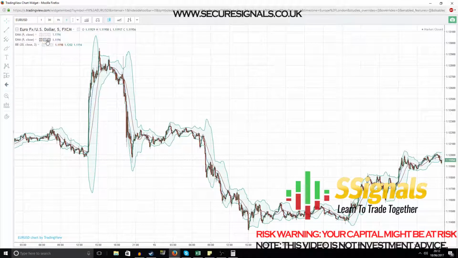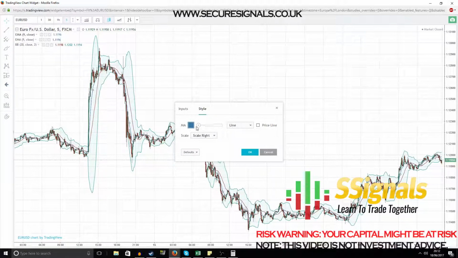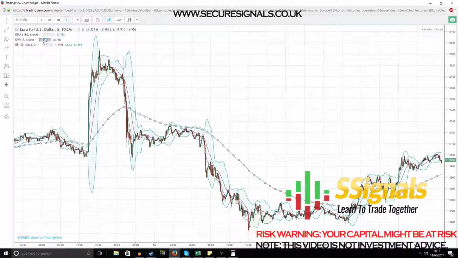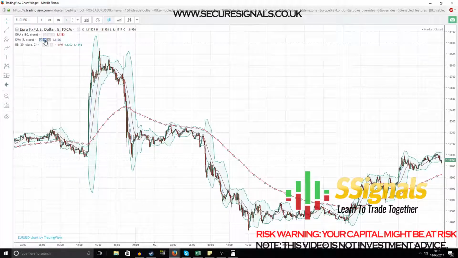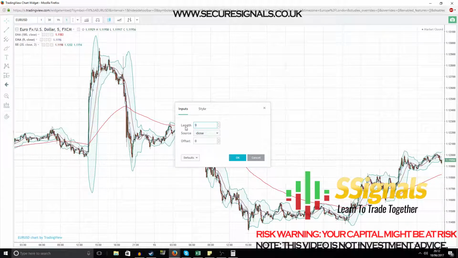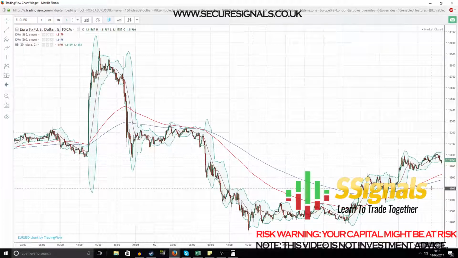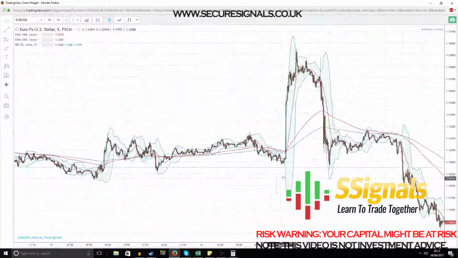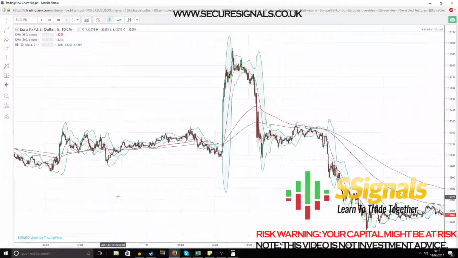So if I quickly go over on the EMAs, you need to go on inputs and set them to 180. I'm going to keep that one blue. Oh, actually, let's make this one red. And then EMA 360, I'm going to make this one blue. So as you can see, there's 2 lines here. These are the EMAs. So this is the 180, this is the 360. And the Bollinger Bands, we're just going to leave them how they are.